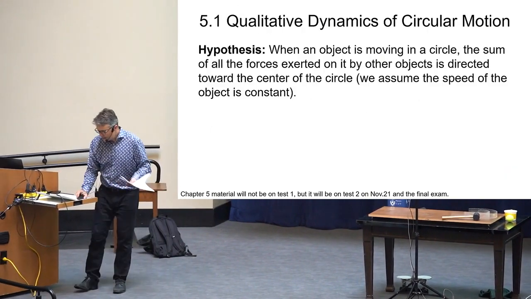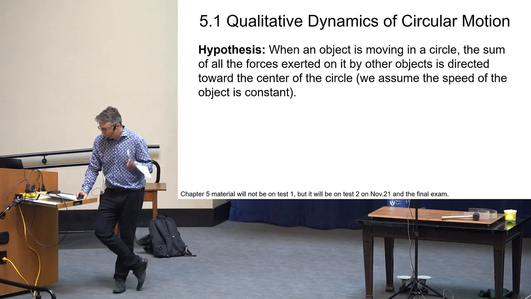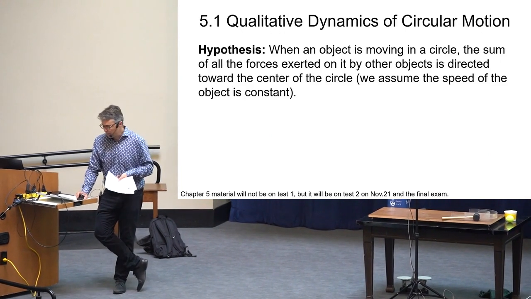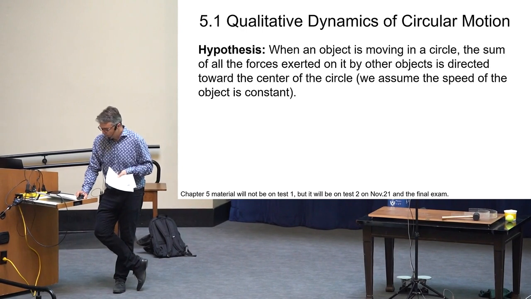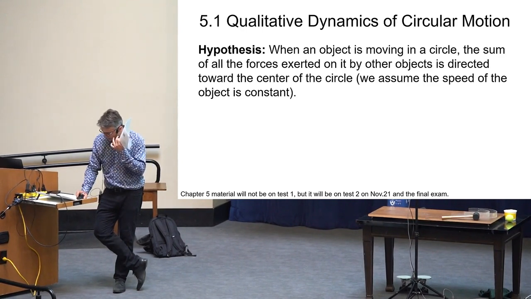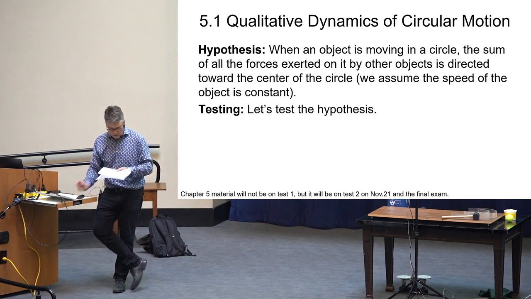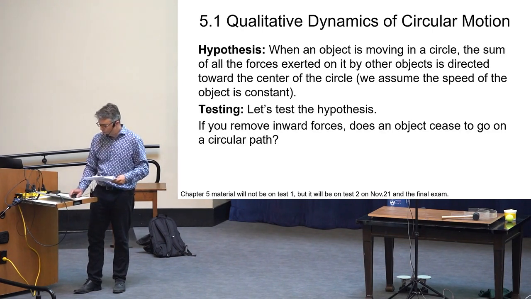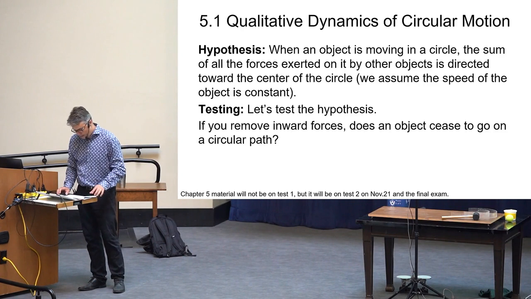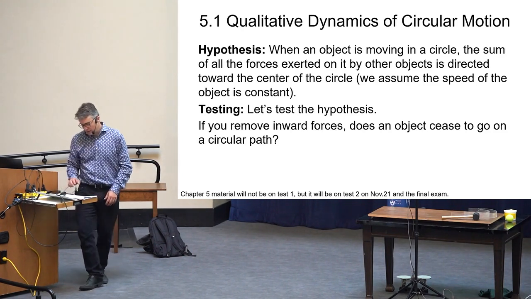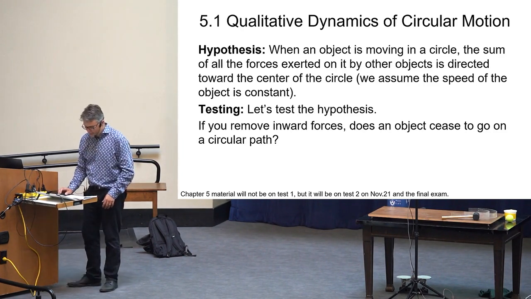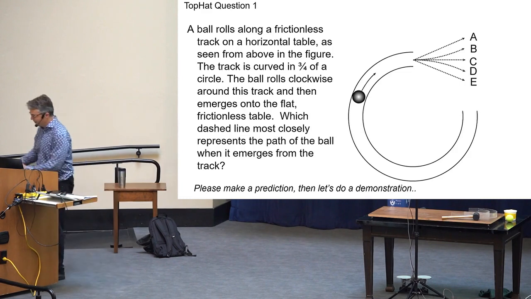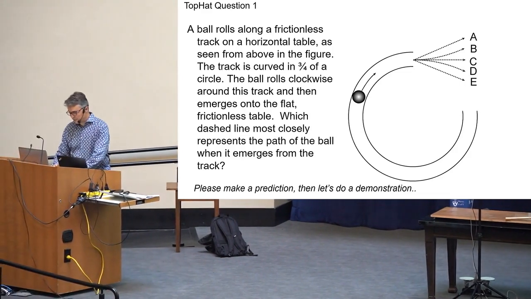So from these observation experiments, we might say, when an object's moving in a circle, the sum of all the forces exerted on it by other objects is directed towards the center of the circle. And you can test this. What if you remove the inward forces all of a sudden? Does the object cease to go on a circular path? So we can try to do it as a top hat question.